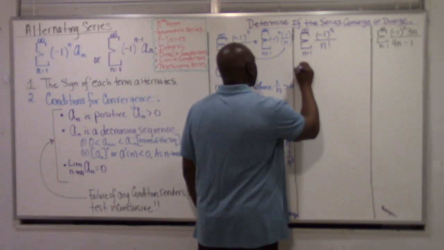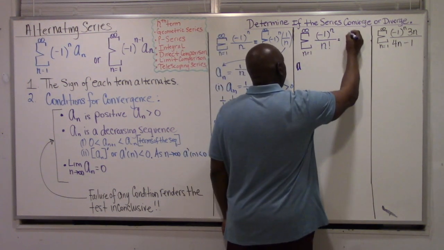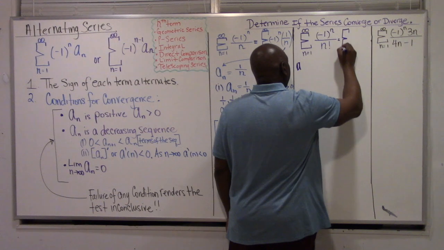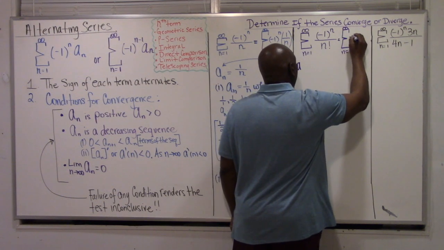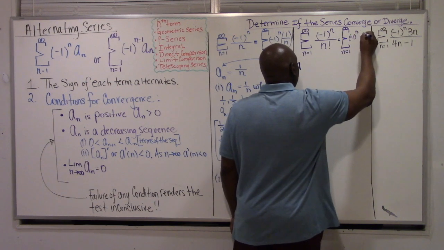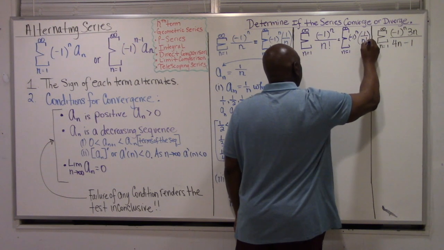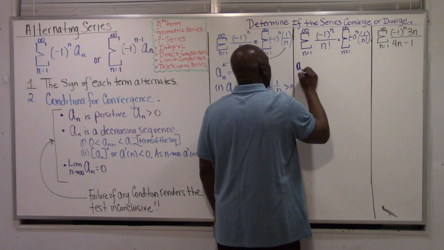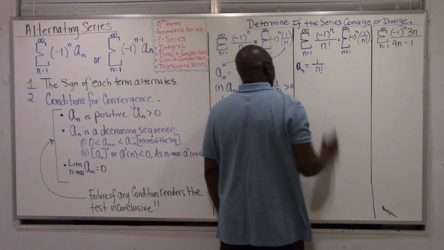What does our sequence look like in this case? We can rewrite it as the sum from n equals 1 to infinity of negative 1 to the n, it alternates, times 1 over n factorial. So a sub n is 1 divided by n factorial.